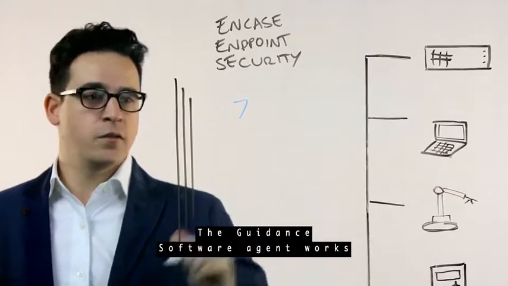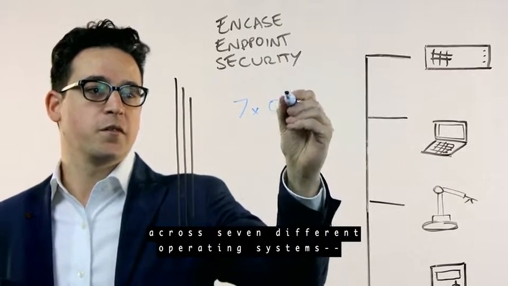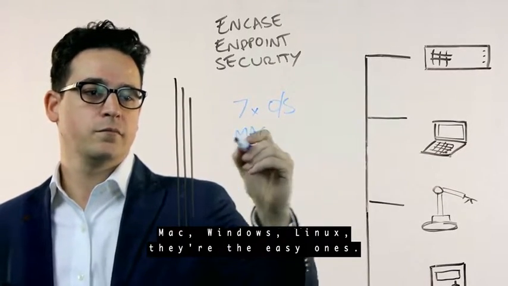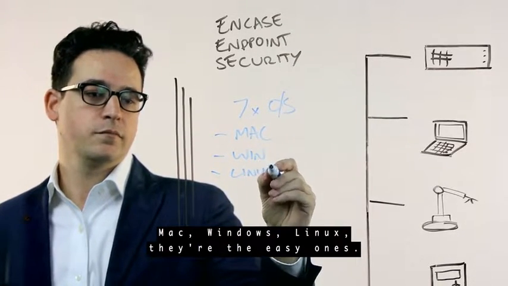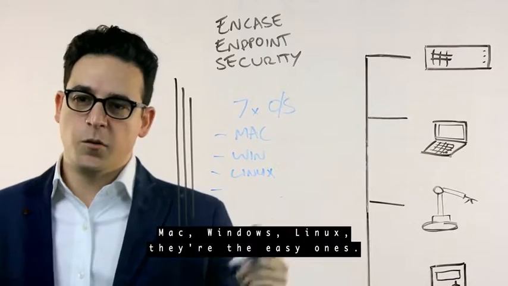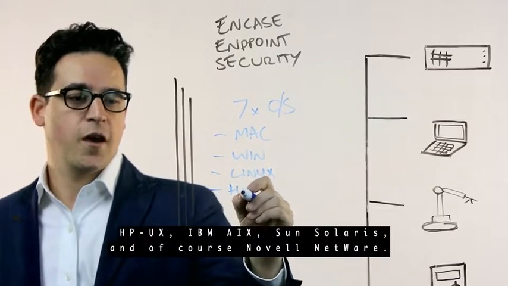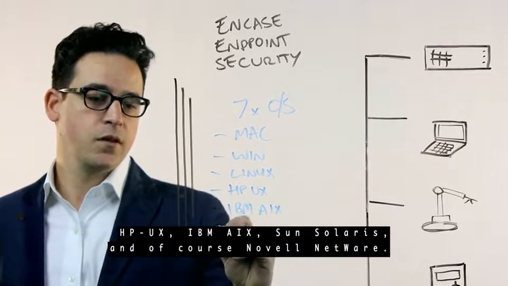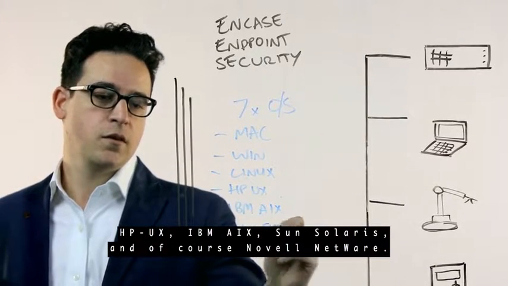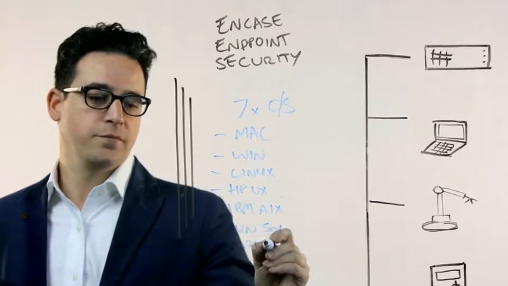The guidance software agent works across 7 different operating systems: Mac, Windows, Linux. They're the easy ones. What about the server types? HP UX, IBM AIX, Sun Solaris, and of course Novell NetWare.